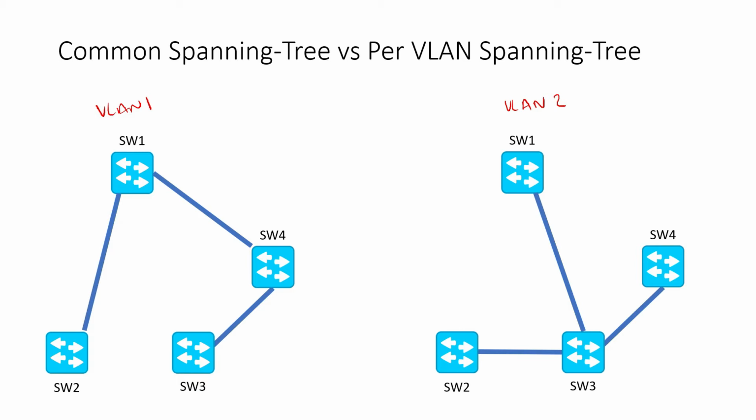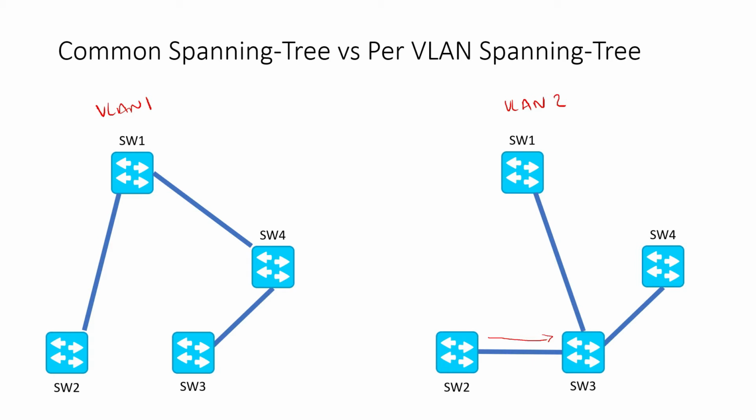So for example, when 2 sends traffic for VLAN 2 to 3, there's no way for it to loop back around because this link between 1 and 2 is not part of the tree in VLAN 2. It's part of the tree in VLAN 1, but not 2. And that's the whole purpose of Per VLAN Spanning-Tree.